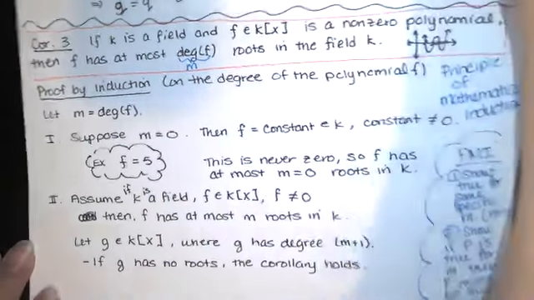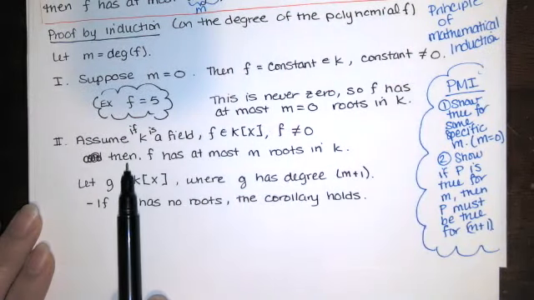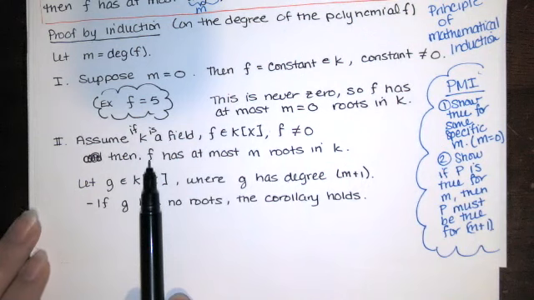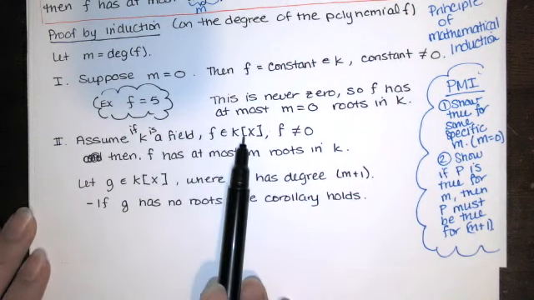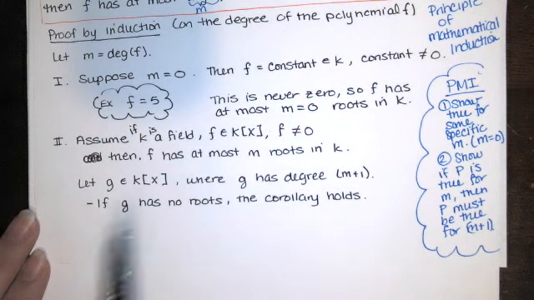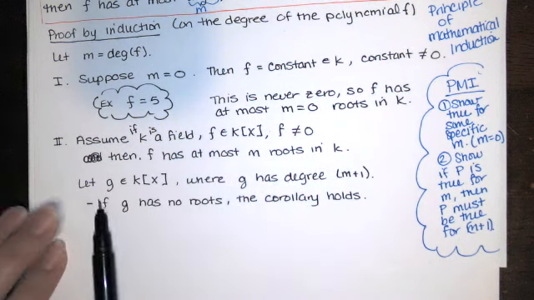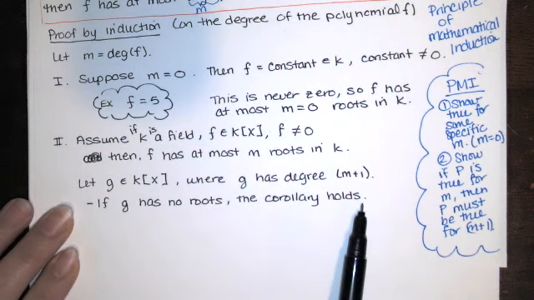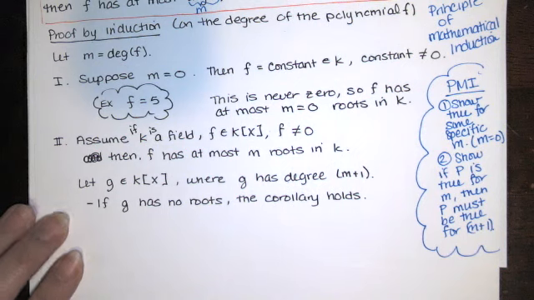Okay, so now let's say that that fact is true for polynomials of degree m. So we're saying if k is a field and f is a polynomial in this polynomial ring, f is not the 0 polynomial, then f has at most m roots in k. Now let's look at a polynomial of degree m plus 1. If that polynomial has no roots, obviously 0 is less than m plus 1, so the corollary holds.